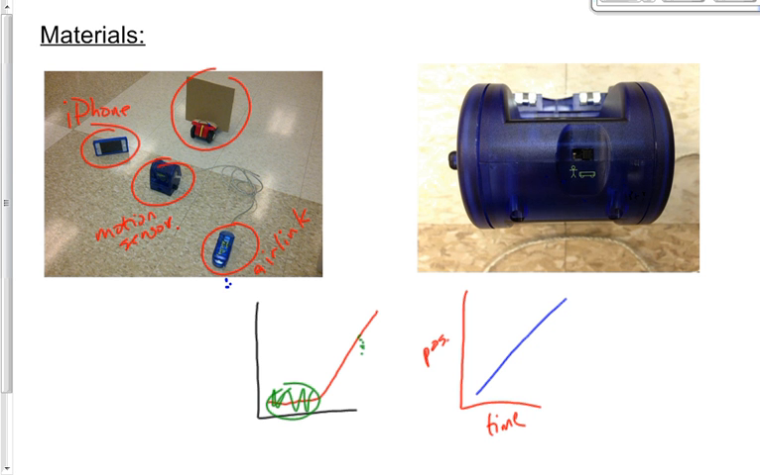Now, another thing is, this motion sensor that you see right here has two settings on it. One setting is for a guy walking.